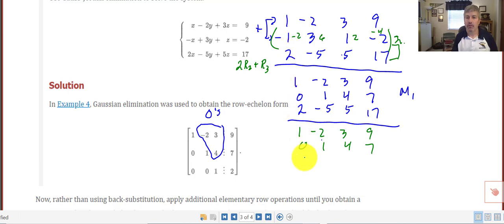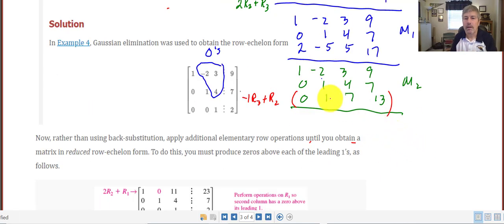Negative 2 plus 2 is 0. 6 minus 5 is 1. 2 plus 5 is 7. I feel like I've made a mistake here. And negative 4 and 17 is, that should be positive 13. So now I need to get this 1 here to become 0. So if I multiply the final row here by negative 1 and add it to row 2, this becomes negative 1, that becomes negative 7, that becomes negative 13.